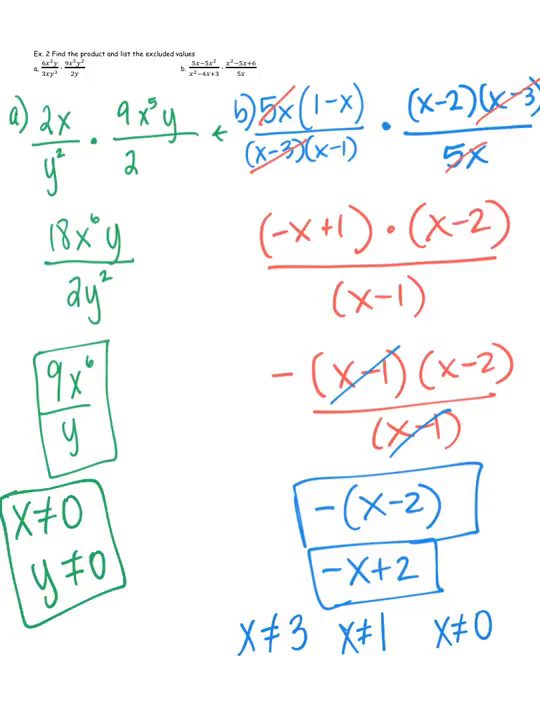Because if x minus 3 is in our denominator, what value of x makes that 0? 3 does. The 0 of that factor is 3, so x cannot be 3. x minus 1 is the factor. What's the 0 of that factor? 1, so x cannot be 1. For 5x, 5 is just a constant. x is what we're really worried about. What is the 0 of that factor? 0. So x cannot be 3, 1, or 0 for part B.